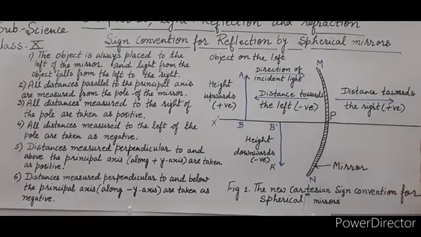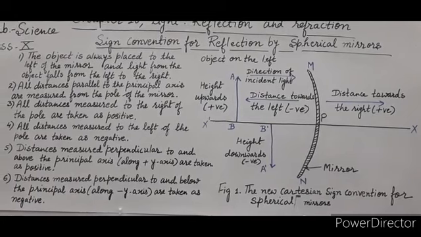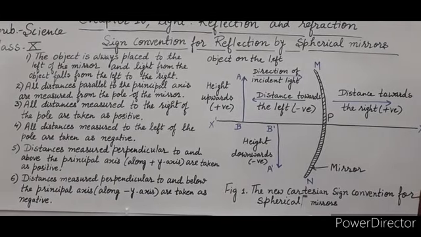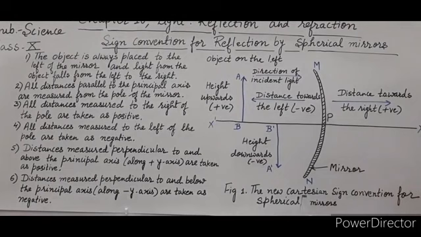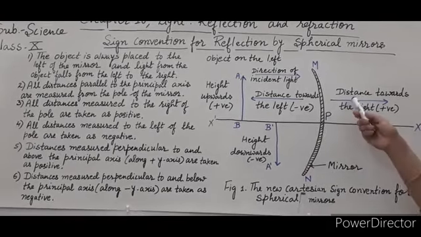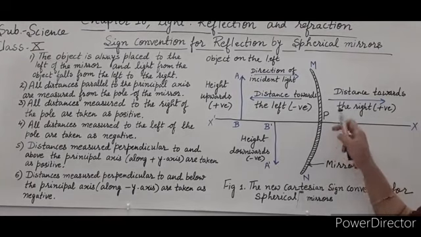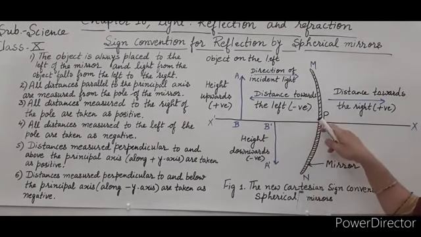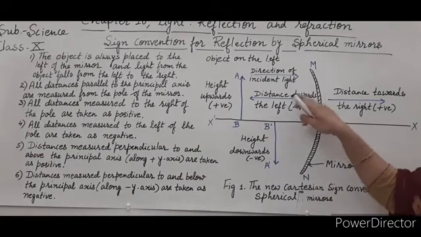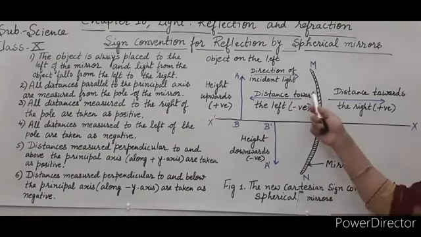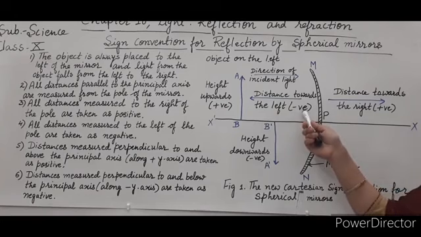Third point, all distances measured to the right of the pole are taken as positive. So the distances towards the right of the pole of the mirror are taken as positive. Fourth point, the distances measured to the left of the pole of the mirror are taken as negative.